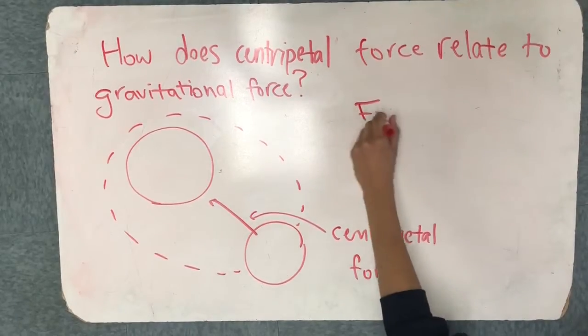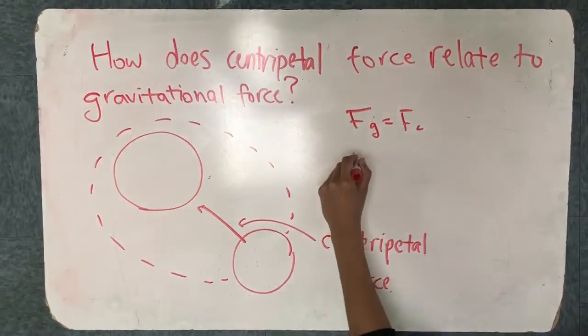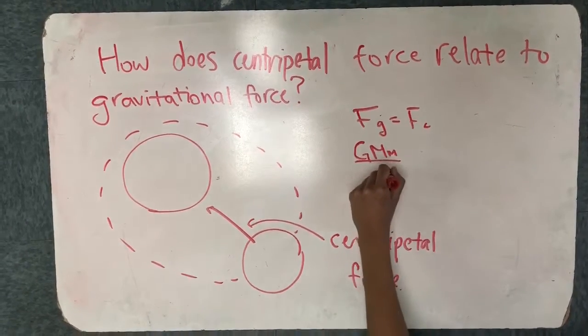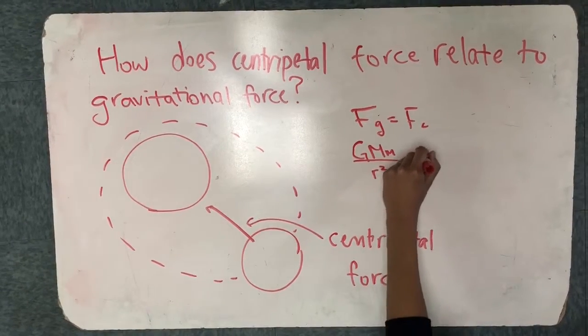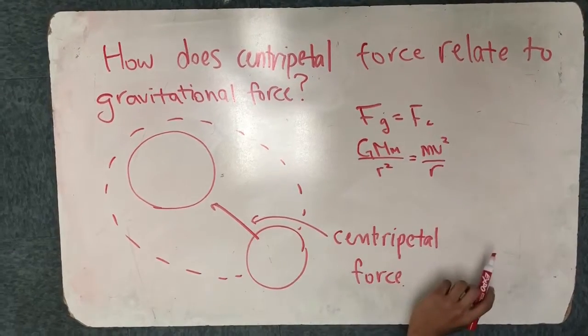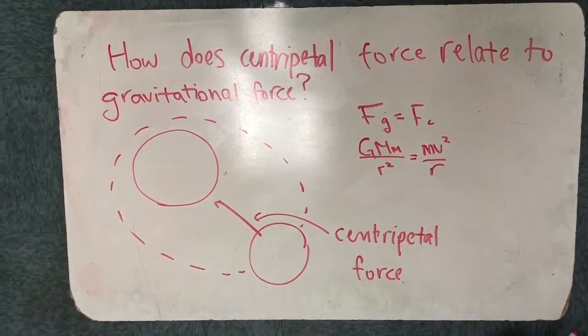So we're allowed to say that the force of gravity, or gravitational force, is equal to centripetal force. The equation is big G, big M, small m over r squared is equal to mv squared over r. Basically, centripetal force is always equal to mv squared over r, which is the equation.